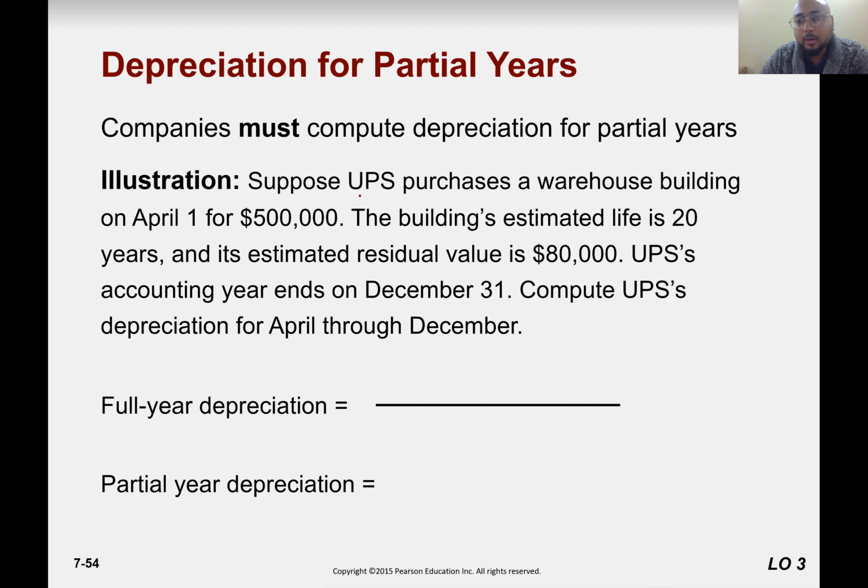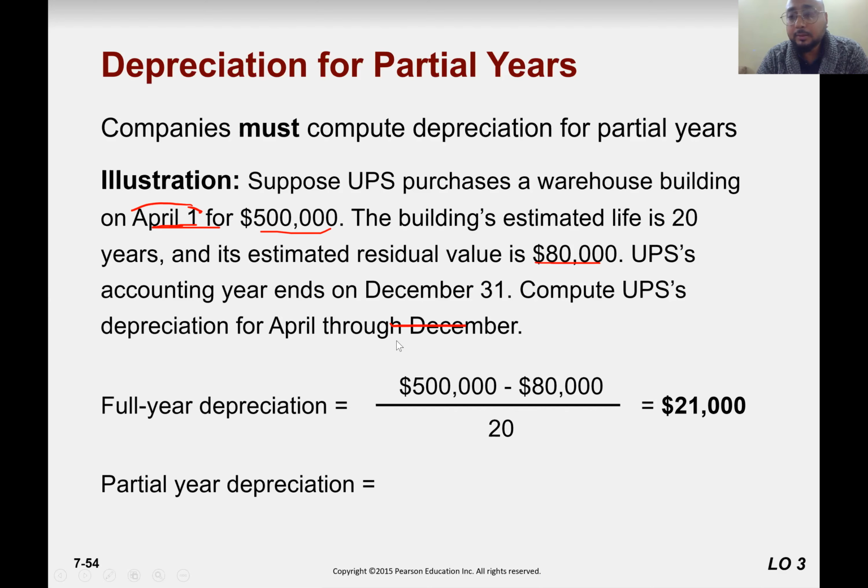Suppose UPS purchases a warehouse building on April 1st at 500,000. Remember, we find depreciation for the whole year, 12 months. So we purchase this building on April 1. It means April, May, June, July, August, September, October, November, December. It means the building we are going to use is only for 9 months till 31st of December. So what will be the depreciation if its useful life is 20 years and 800,000 is the residual value?